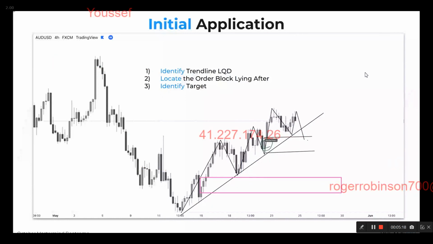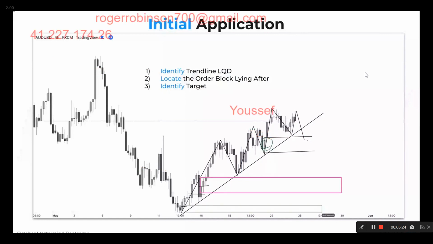The next one would be where? Well, we have 1, 2, 3. We want to identify the order block that actually started this first push. Where's the imbalance? There's no imbalance, no imbalance, no imbalance, boom. We do have a small imbalance here. So this pink box is then our next order block.